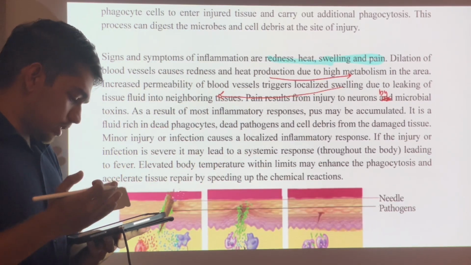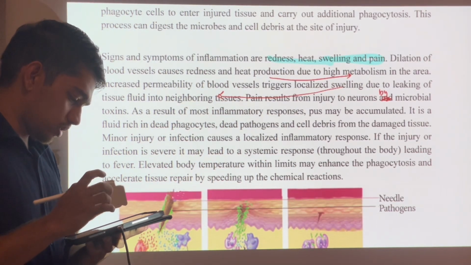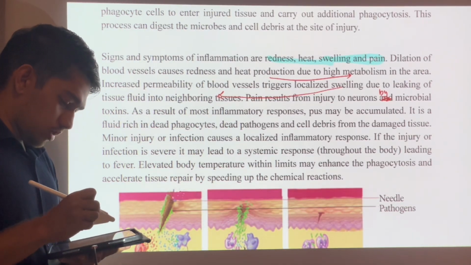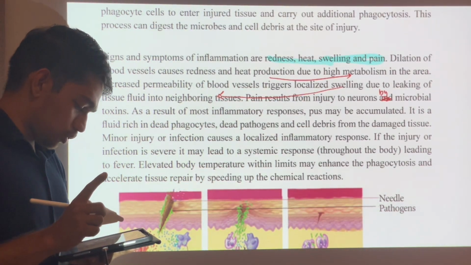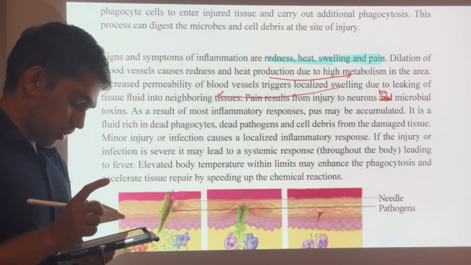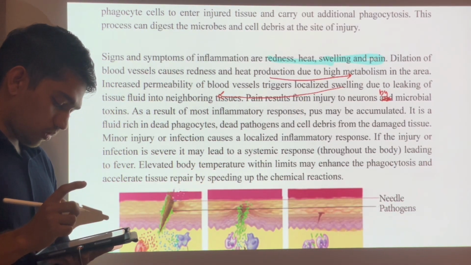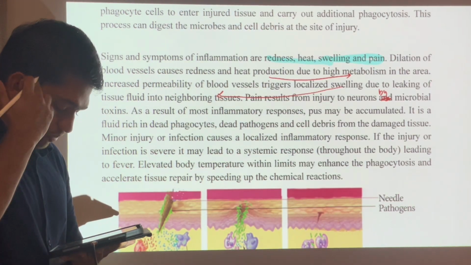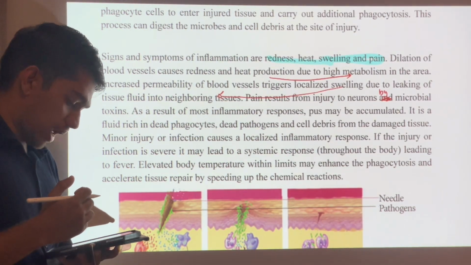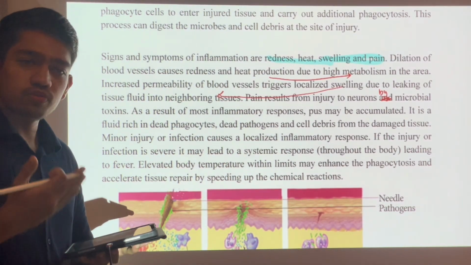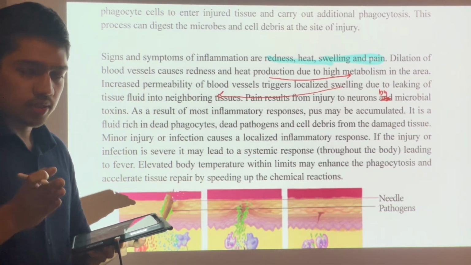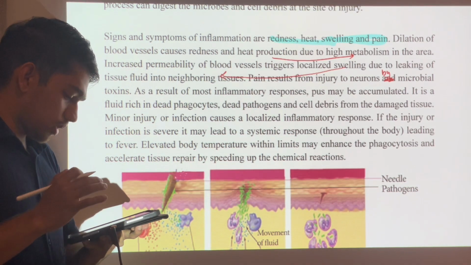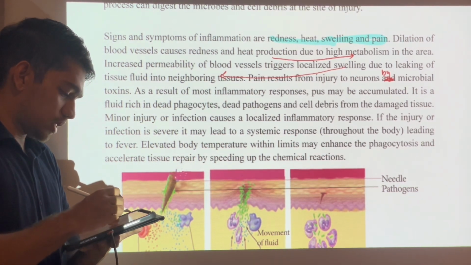So now we know the reasons. Heat is due to the high metabolism, swelling is due to the leaking of tissue fluid, pain is from injury to neurons, which is perceived by our brain as pain, and redness is also because of the increased permeability, there's leakage of blood, right? Then pus accumulation is another feature.